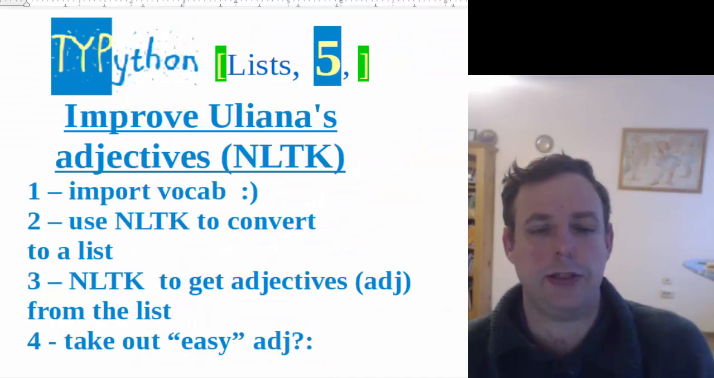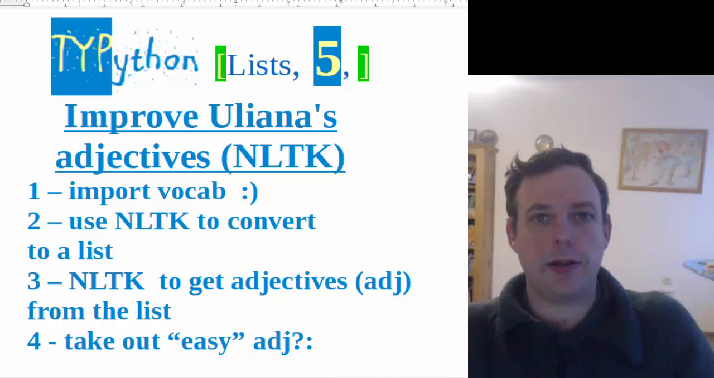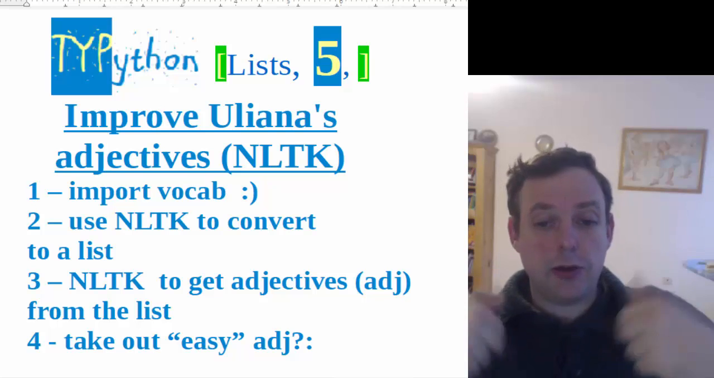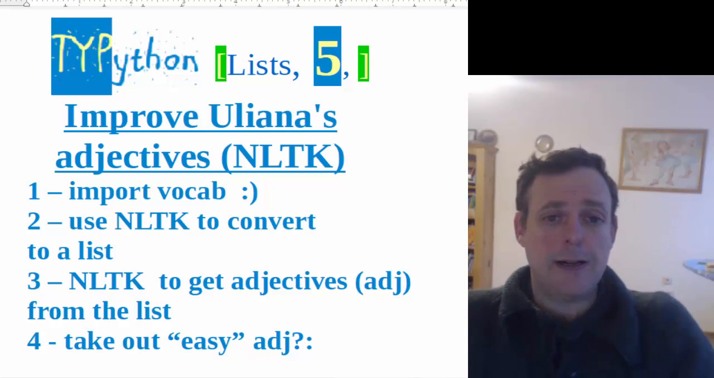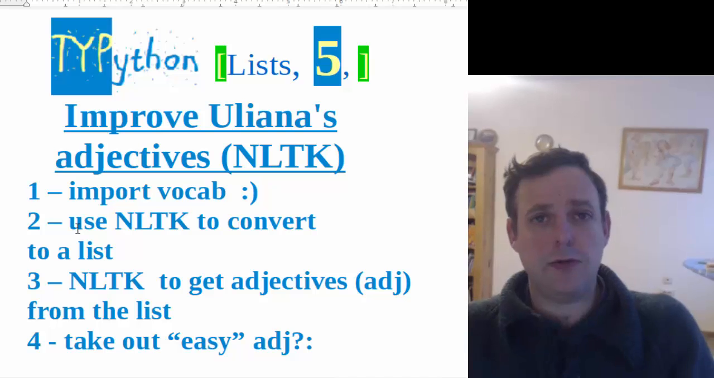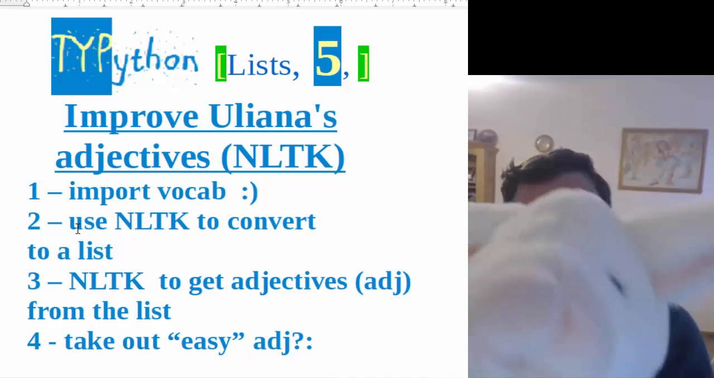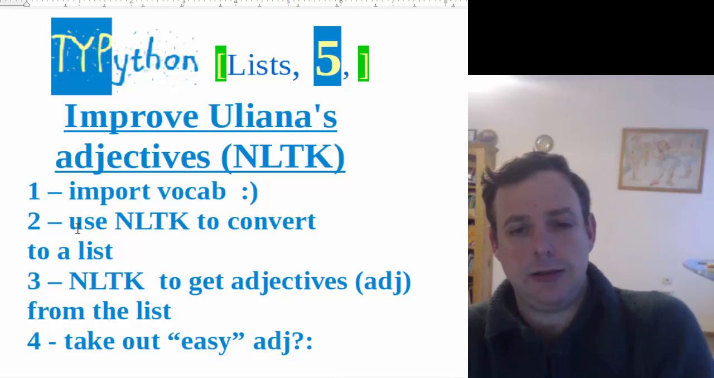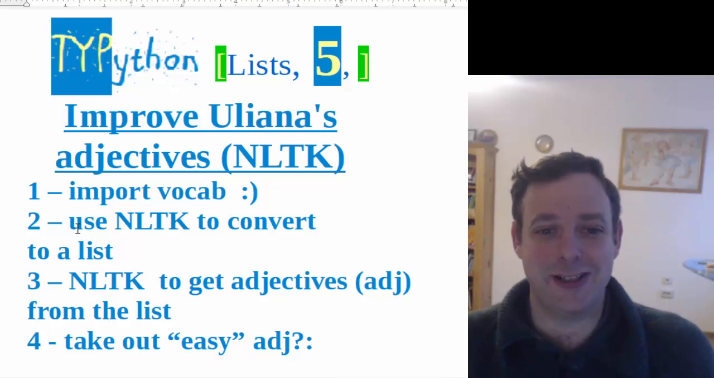Okay, so we have that text now in Python, but we want to have a list of individual words, and then we'll take out all the words that are adjectives. Okay, so we've got here, use NLTK to convert to a list. È difficile. No, it's not difficult at all, Mr. Piggy. We just need to use the internet to find out how to do it.